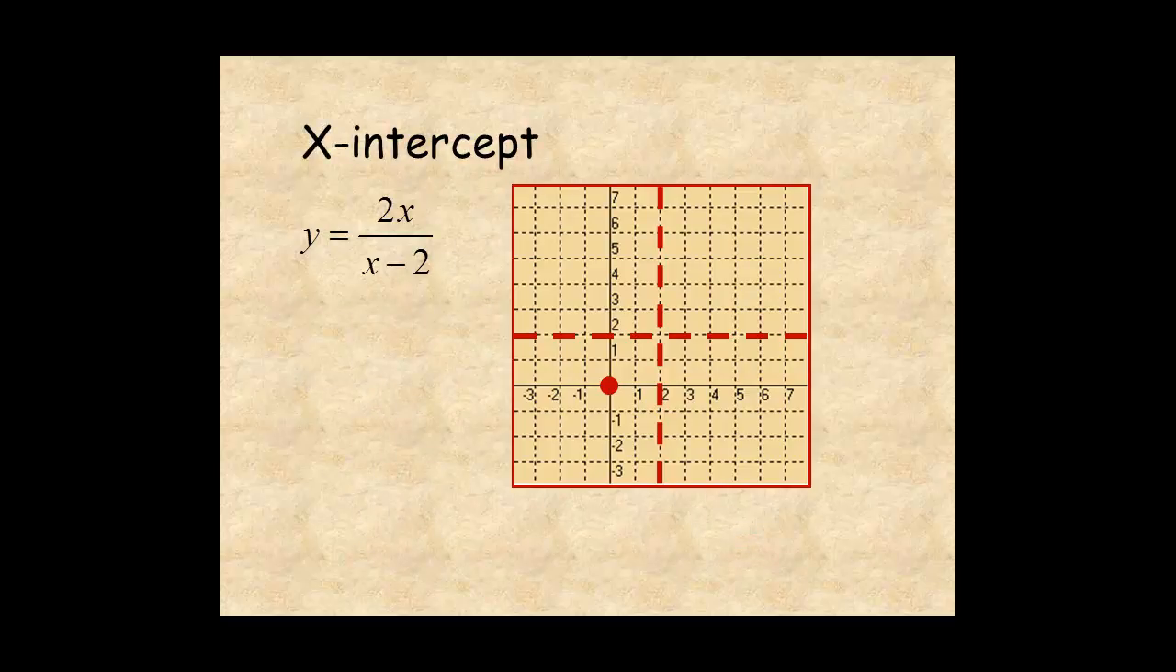The x-intercept is the zero of the numerator. Set the numerator equal to 0 and solve. You get x equals 0. So the x-intercept for the function is the point (0, 0), the origin, which is also the y-intercept.